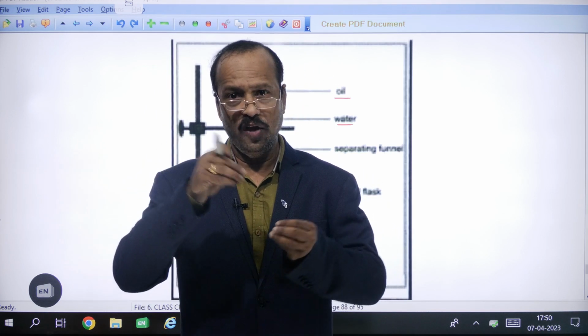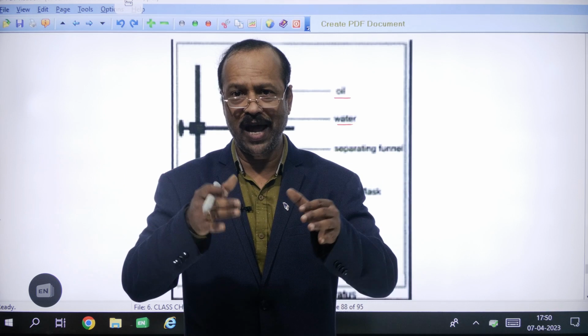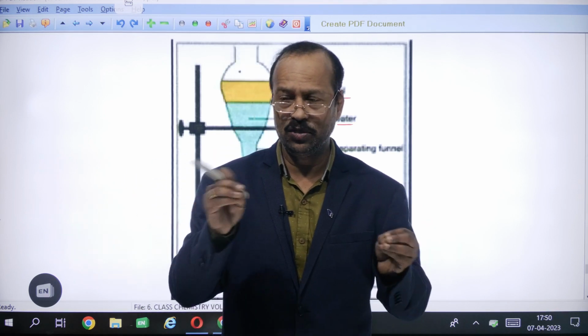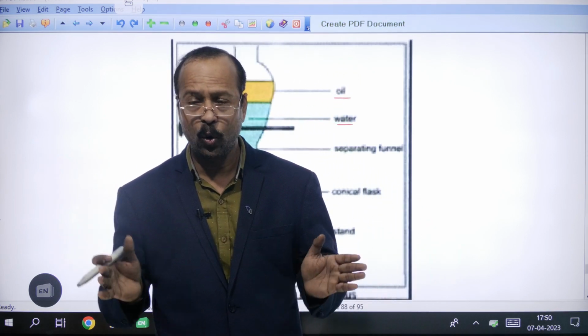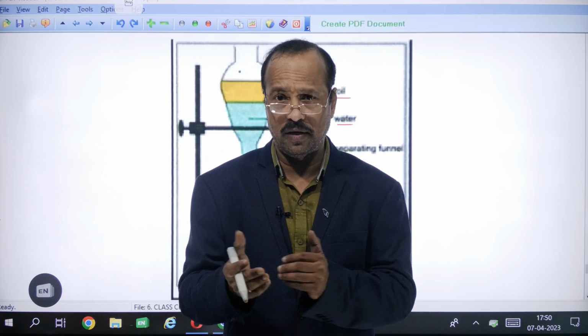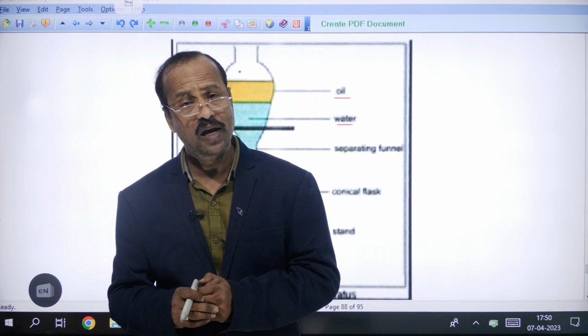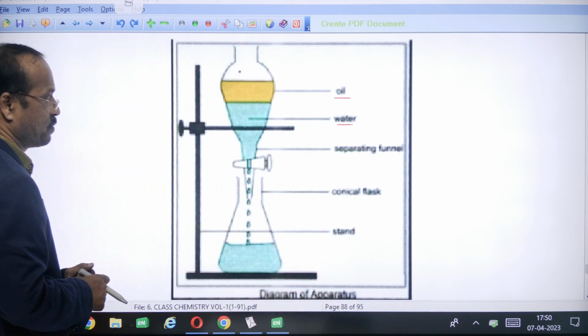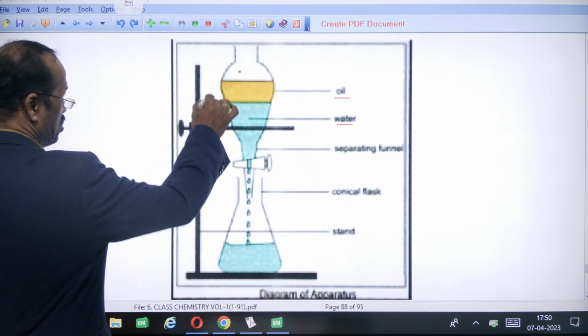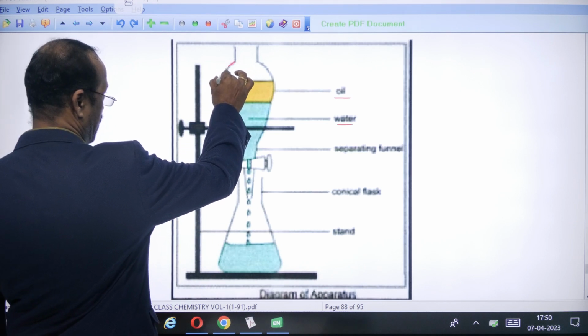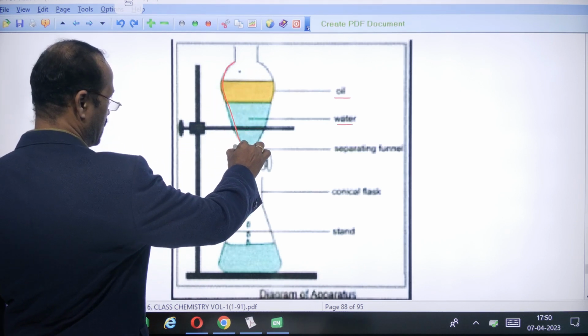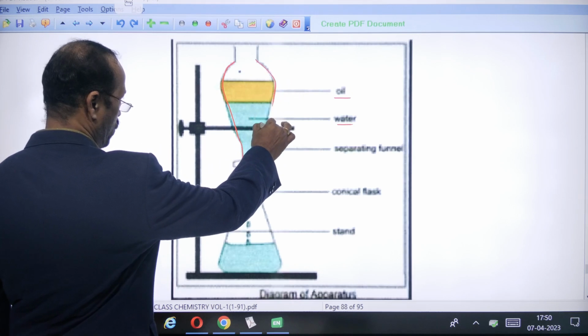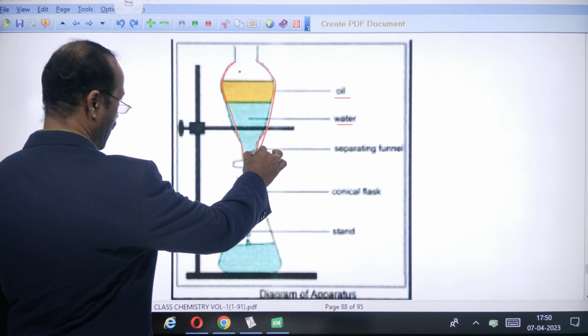Now, for example, you think the oil and water are mixed together in one beaker. Okay, both are mixed. Now how can we separate them? So here students, we can separate this by using the separating funnel. Students, here you can see this is the separating funnel. Can you see here? This is the separating funnel, right?